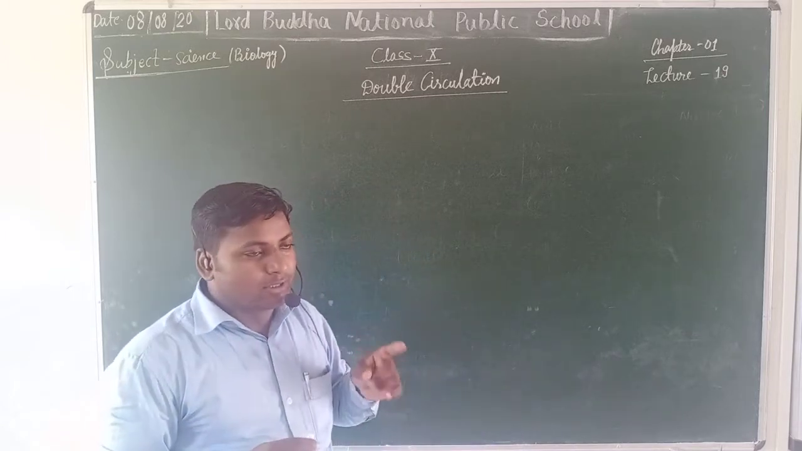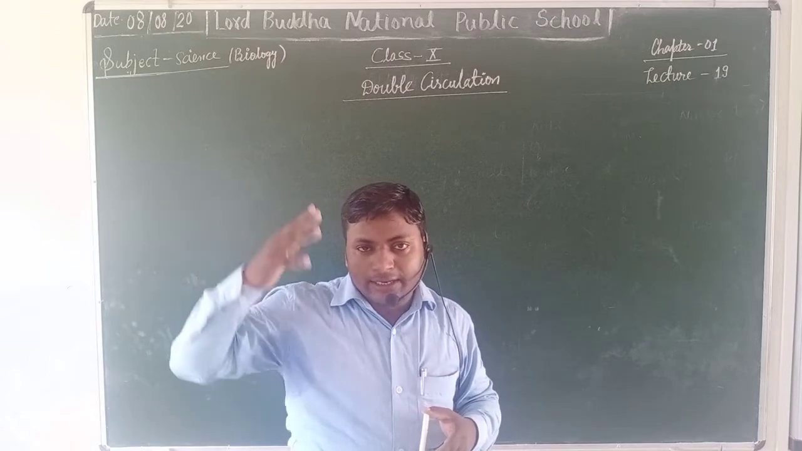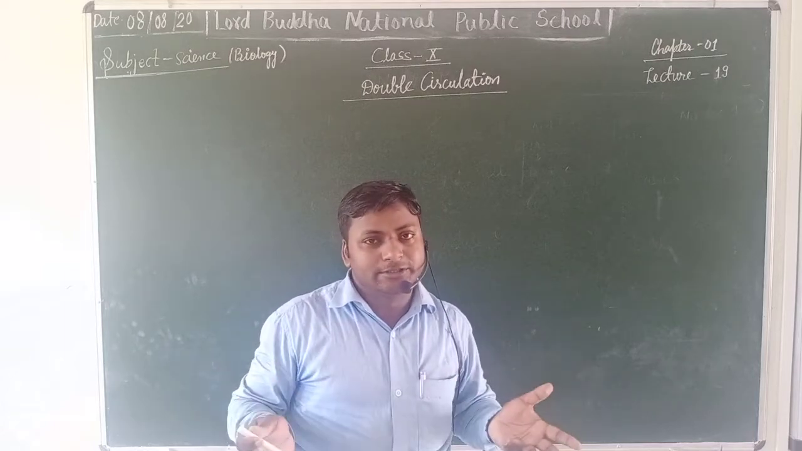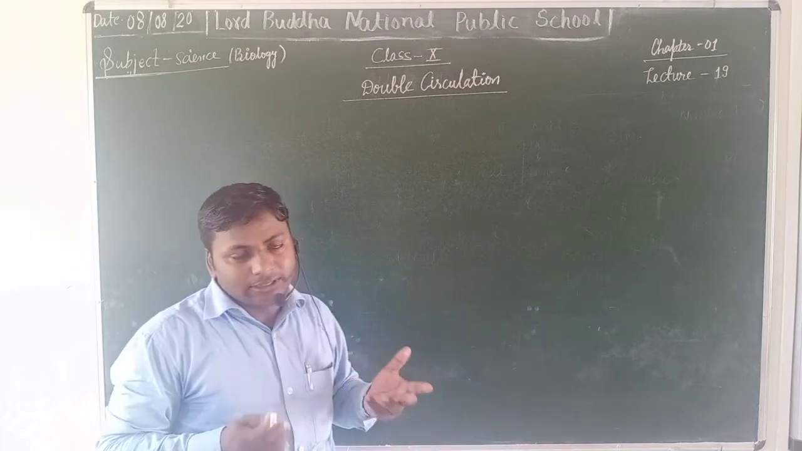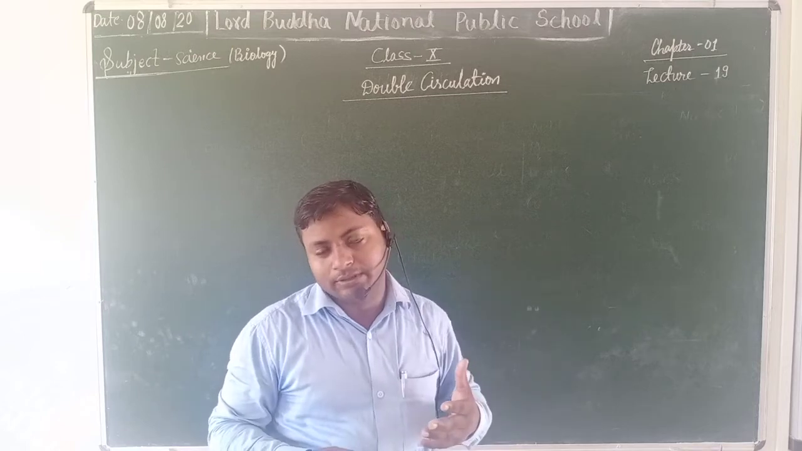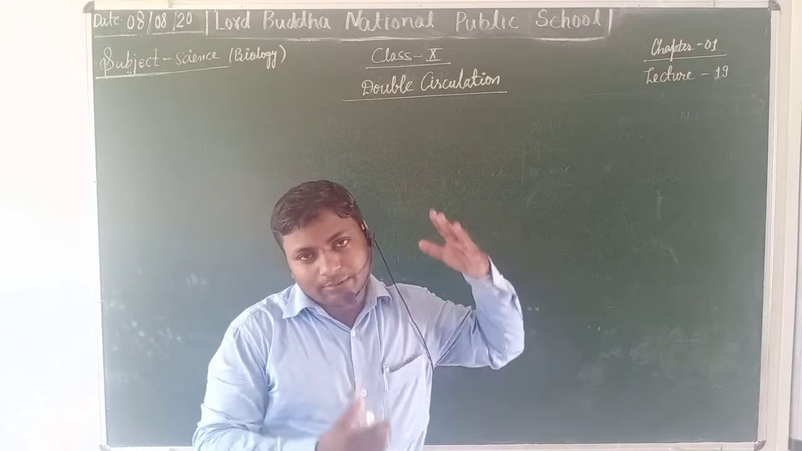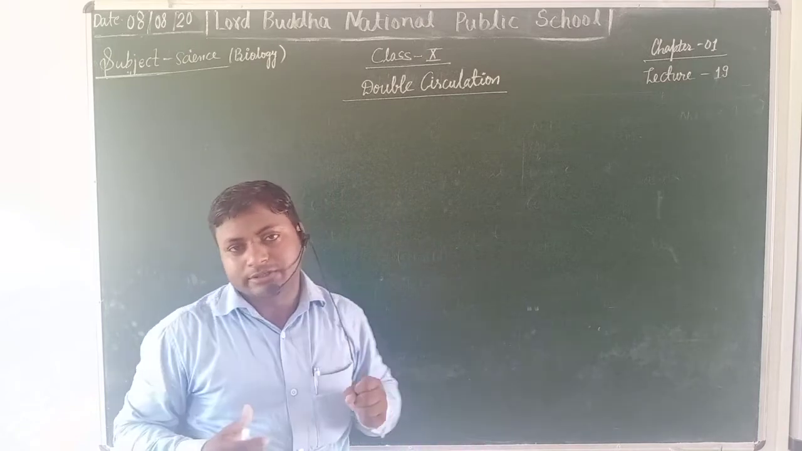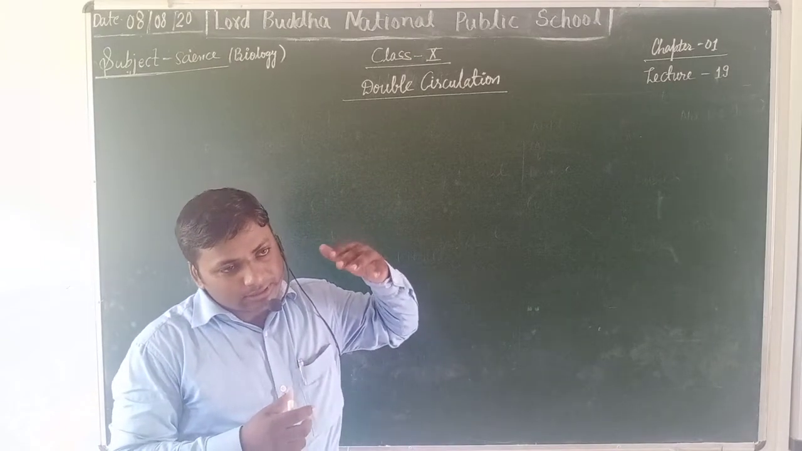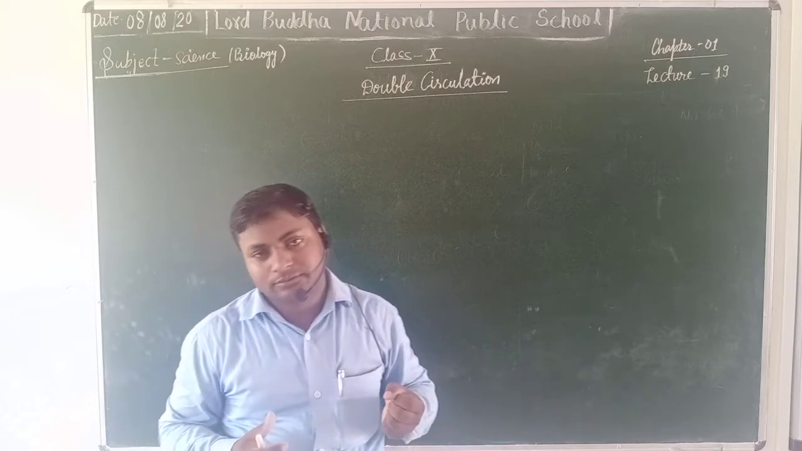Now students, one more important thing to know: as I said, in the right half of the body as well as in the right half of the heart, deoxygenated blood always flows. Then what kind of blood flows in the left part of the body? Yes, the answer is oxygenated blood. In the left half of our body, oxygenated blood always flows, because in the left half of our heart oxygenated blood is always found.